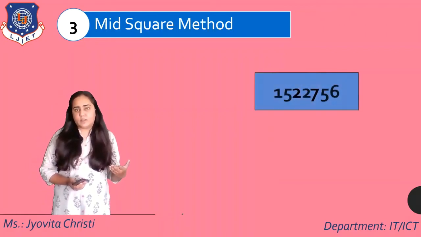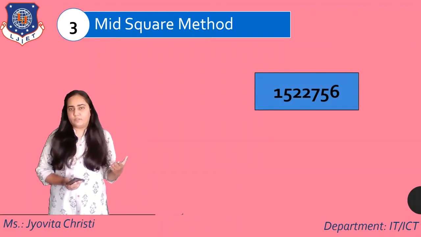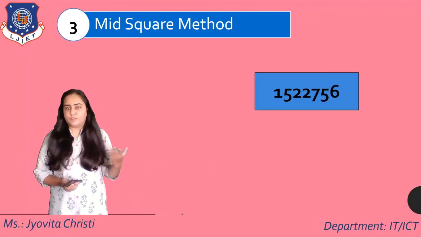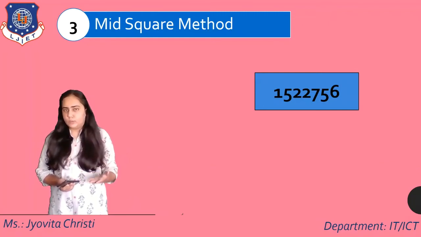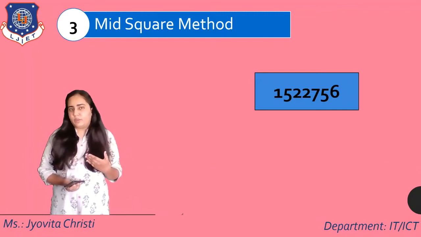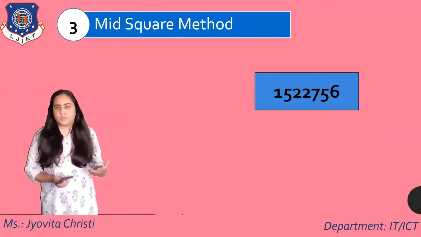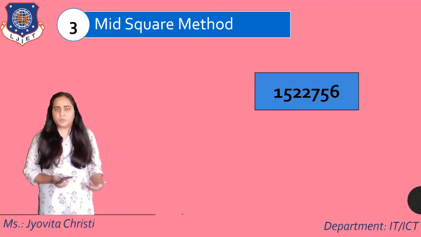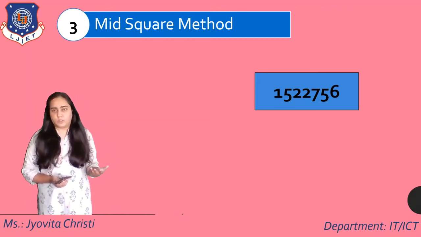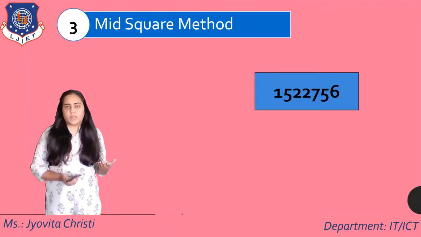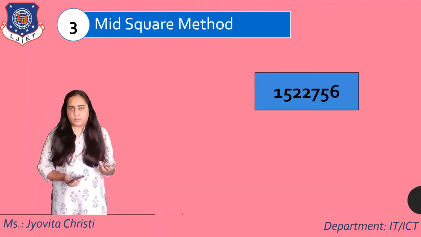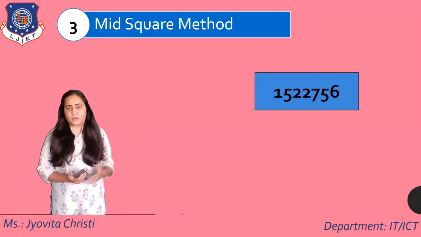So once again, the number I got was 1522756, and I am choosing to remove the first 3 digits and the last 2 digits because maybe my hash table contains only buckets up to 100. So I want my bucket number to be a 2-digit number. So in that case, I have to secure a 2-digit number from this squared number.